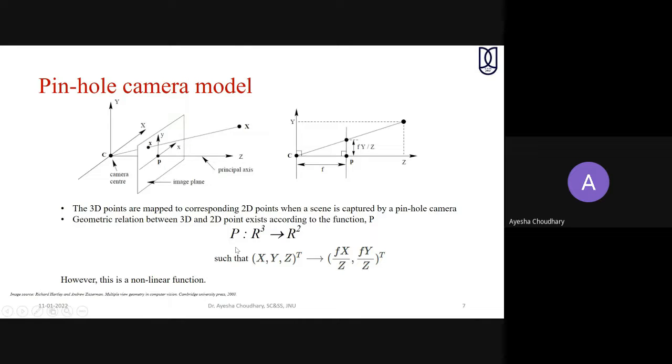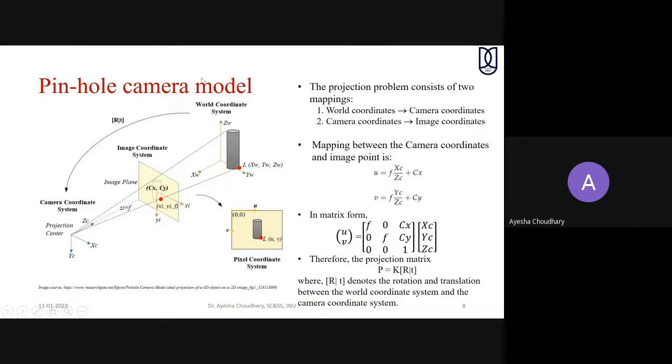This is a projection from R^3 to R^2. However, as we can see, this is a nonlinear function, and what we would like is a linear method to simplify the mathematics and come up with what the exact 3D point was.